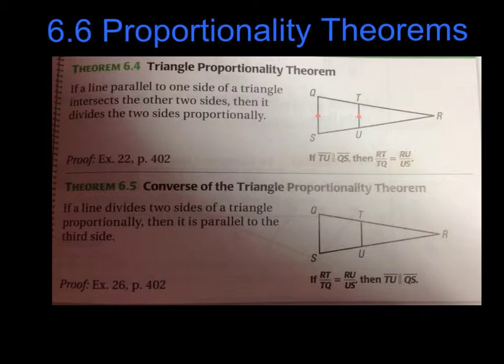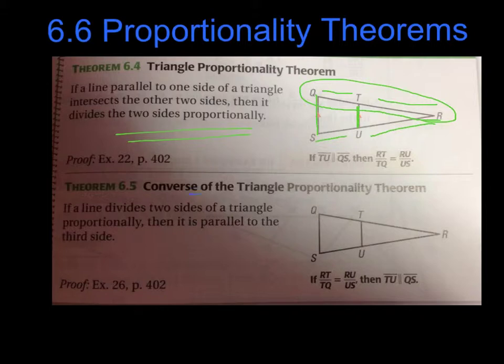So our first one is called the triangle proportionality theorem, and it says if a line is parallel to one side of a triangle, and intersects the other 2 sides. So we can clearly see here TU is parallel to QS and it's intersecting sides QR and SR. It says it divides the 2 sides proportionally. So when we set up our proportion, we look at our first side. Here's our one side and our 2 segments: RT over TQ is going to be equal to the proportion of my other side, so RU over US.